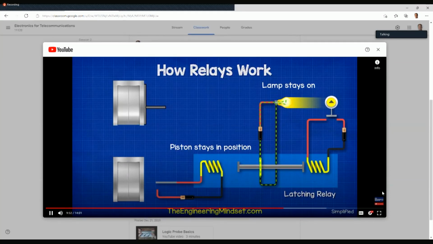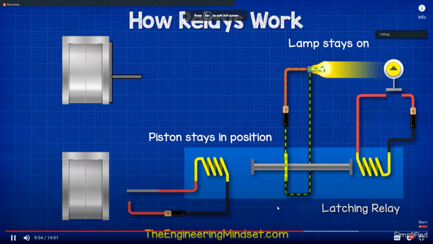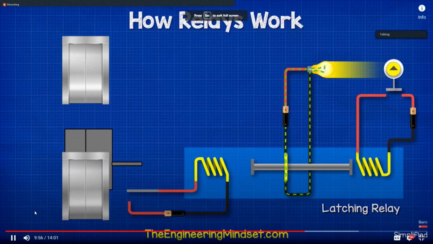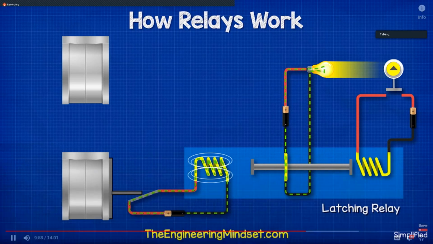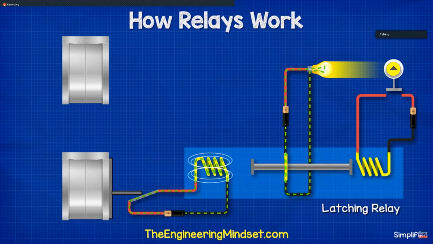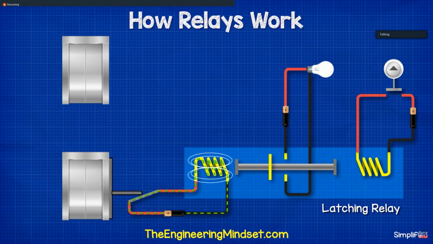The lamp remains on. Once the elevator car reaches the lower floor, it makes contact with the off switch. This powers the second electromagnet and pulls the piston away, cutting the power to the lamp. Latching relays therefore have the benefit of having positional memory. Once activated, they will remain in their last position without the need for any further input or current.